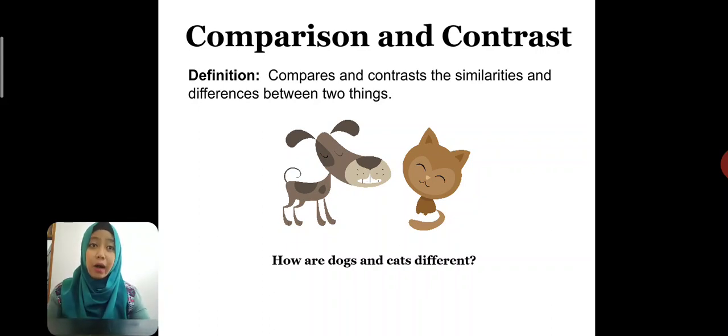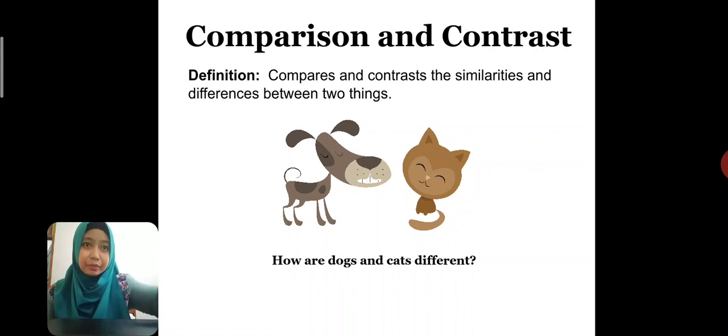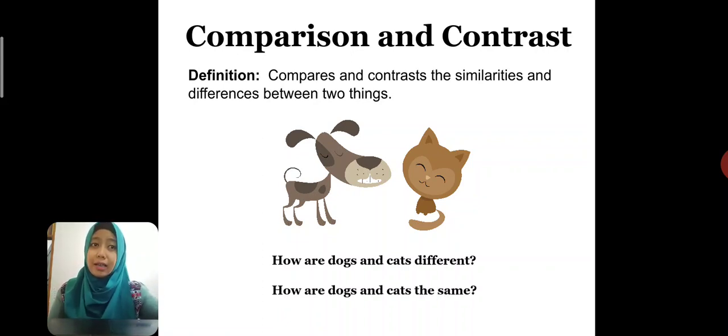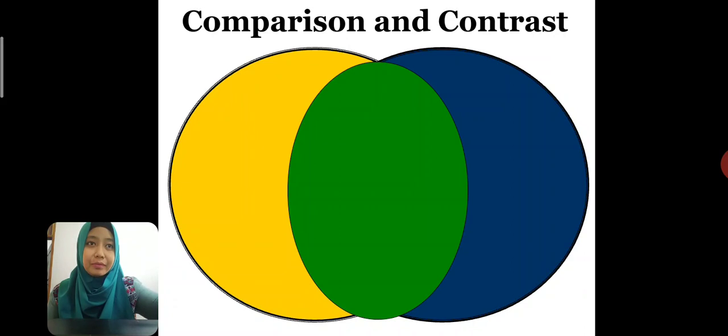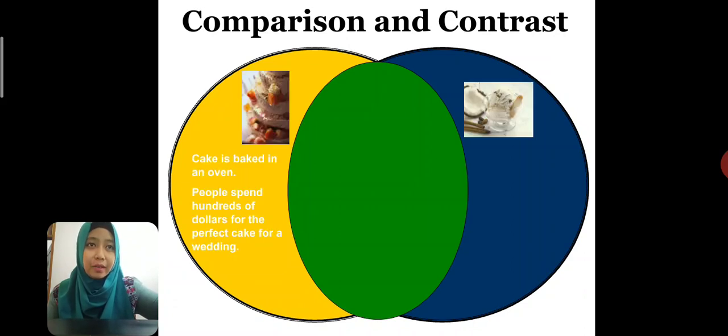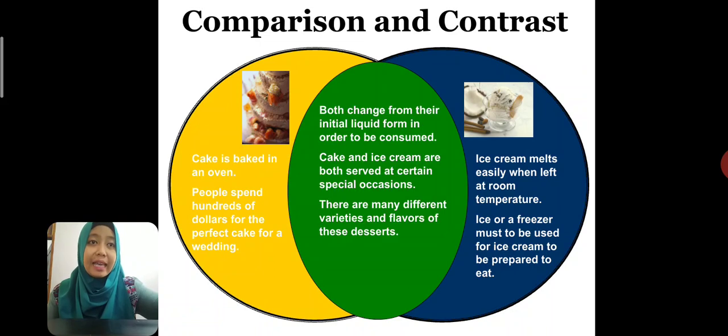Okay, how are dogs and cats different? From this picture, I'm sure that you are able to differentiate or compare these two animals. How are dogs and cats the same? Also, after you see these pictures, you can mention the similarities between these two animals. Okay, these are the examples.